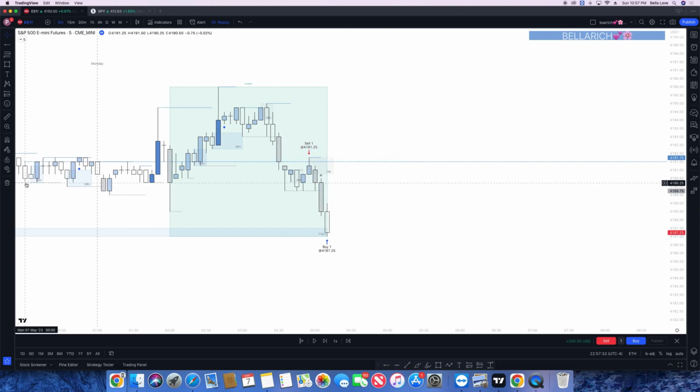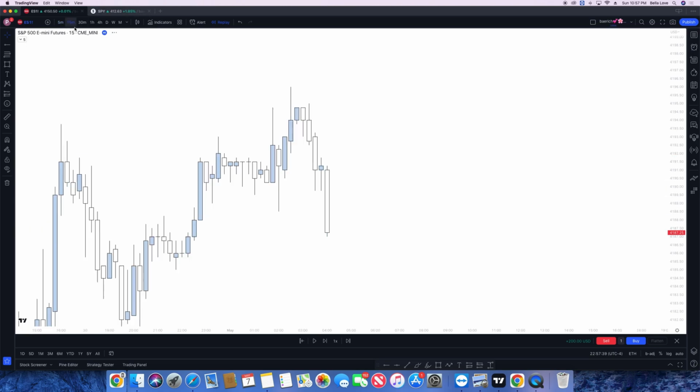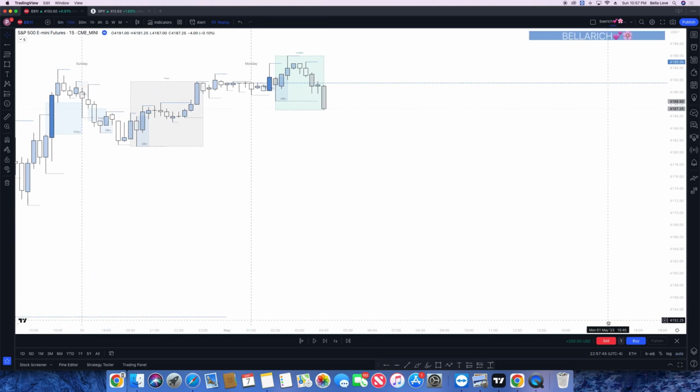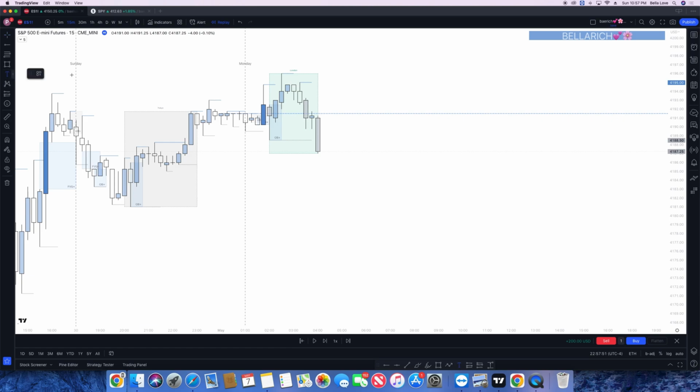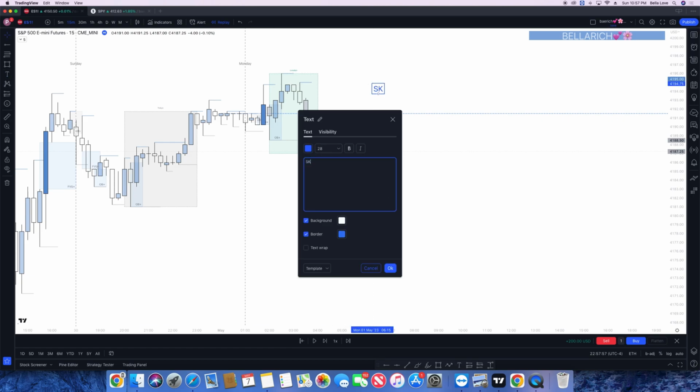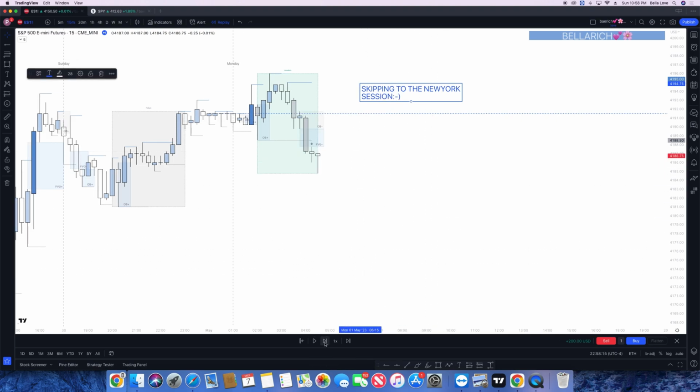So clear my chart out. I'm going to go ahead and start all the way over. So now we're going to skip to the New York session. We already found the trade in the London session. Now I'm going to go to the New York session. But before I go to the New York session, I want to show you guys something real quick.